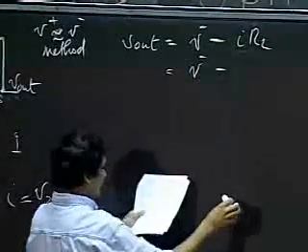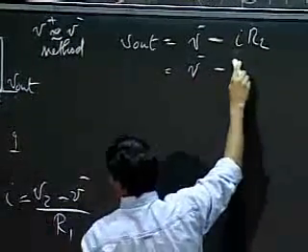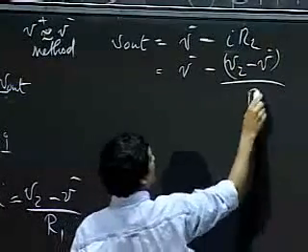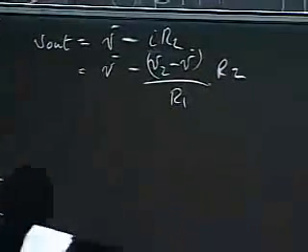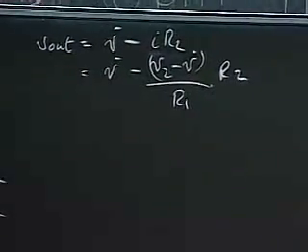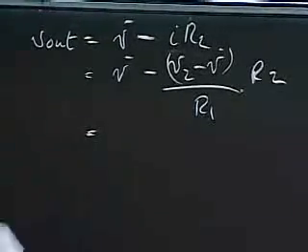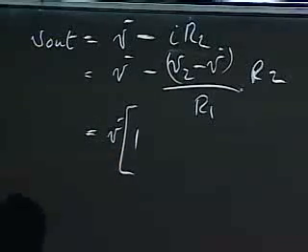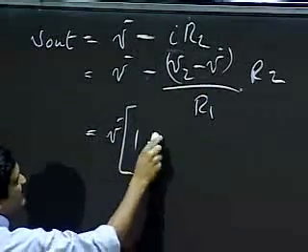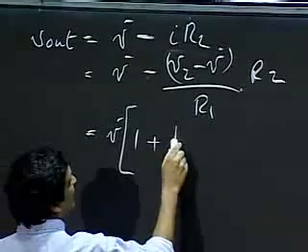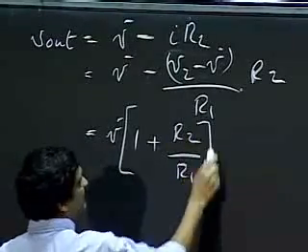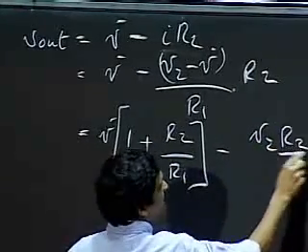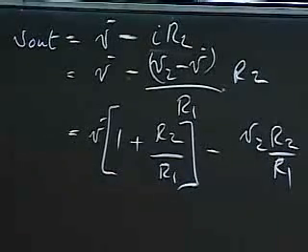So let's go ahead. I know V minus, and I don't know I. Let me substitute for I for now, and that is V2 minus V minus divided by R1 times R2. Let me go ahead and collect all the V minuses. So V minus, I get a 1 here. Minus minus becomes a plus, and so I get an R2 divided by R1 out there. And then I have minus V2 R2 divided by R1. That's V out.